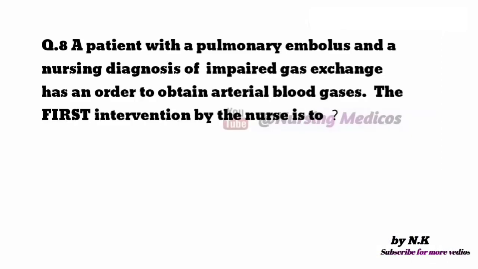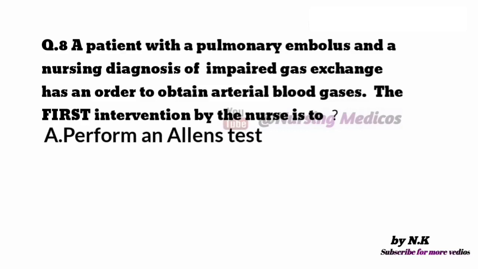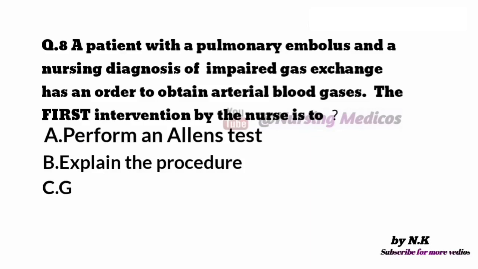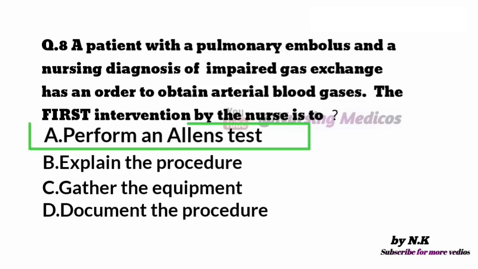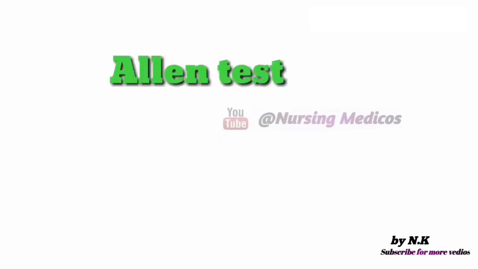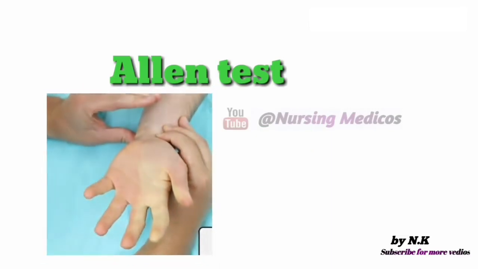The next one is a patient with pulmonary embolism and a nursing diagnosis of impaired gas exchange has an order to obtain arterial blood gases. The first intervention by the nurse is to. For that, one by one we'll see. A. Perform an Allen test. B. Explain the procedure. C. Gather the equipments. D. Document the procedure. For that, answer is A. Perform an Allen test. We'll see in detail. This is Allen test.